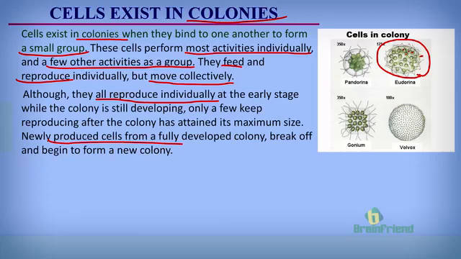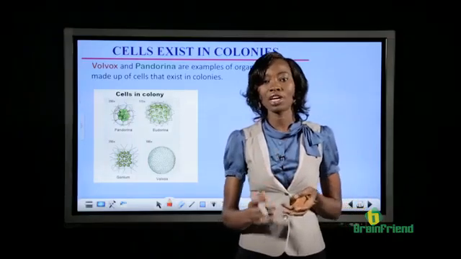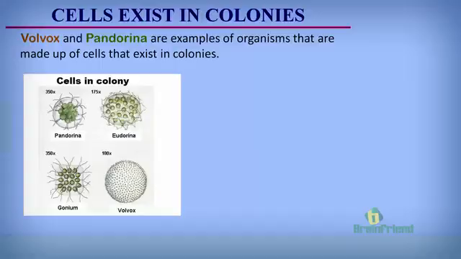They detach themselves from the old colony, and they begin to form a new colony. So we have a case where a big or mature colony produces few cells that break off to form a new colony. Volvox, this is an organism, and Pandorina, another organism, are examples of organisms that are made up of cells that exist in colonies.